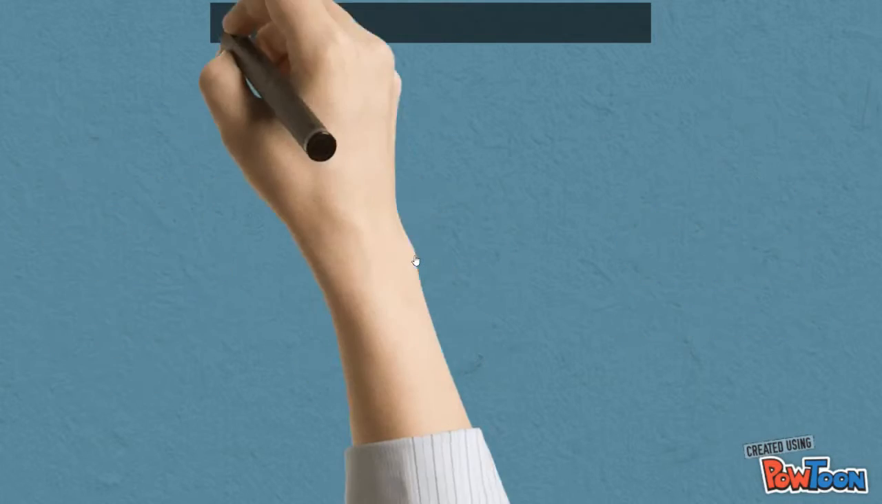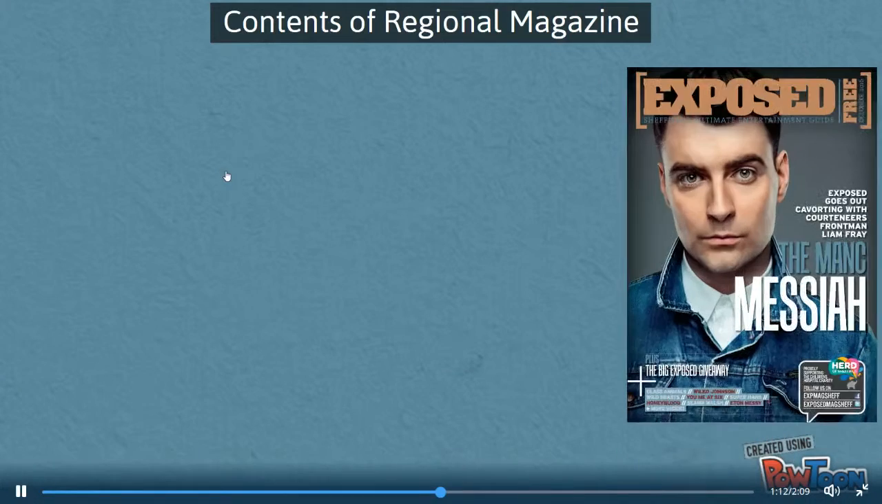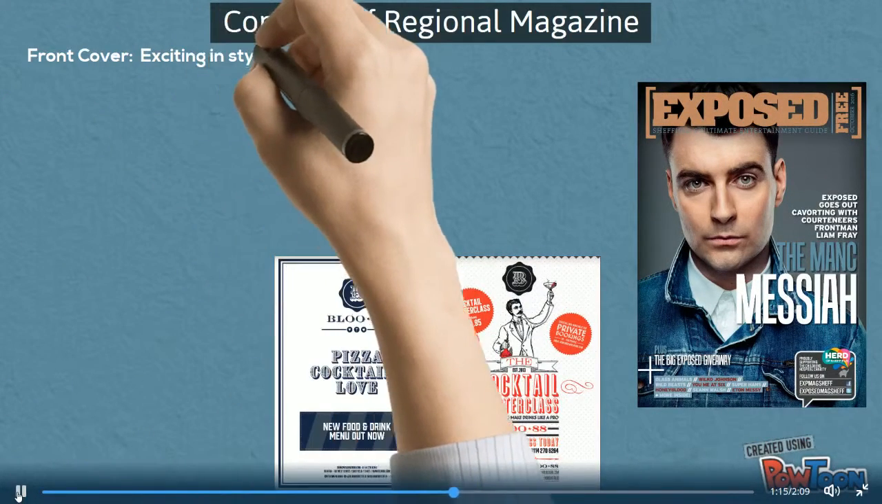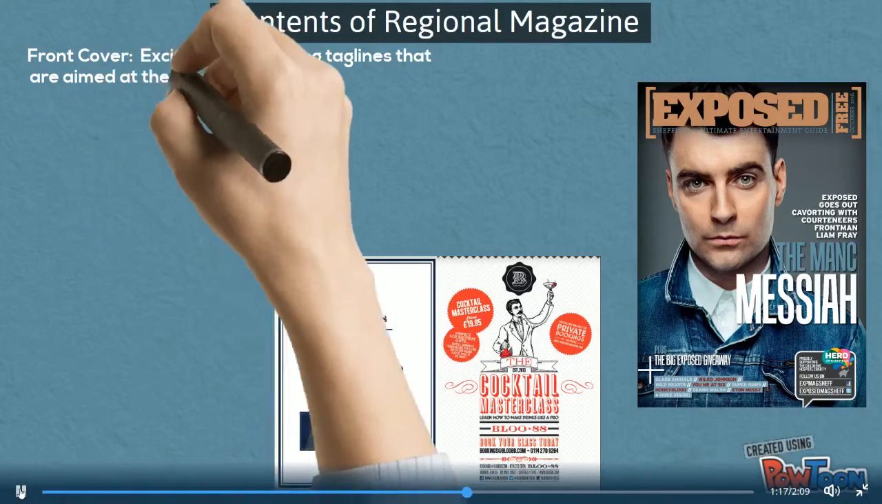So the next topic is all about the contents of the regional magazine. This is what I want inside. Now, the front cover, I want it to be exciting in style.